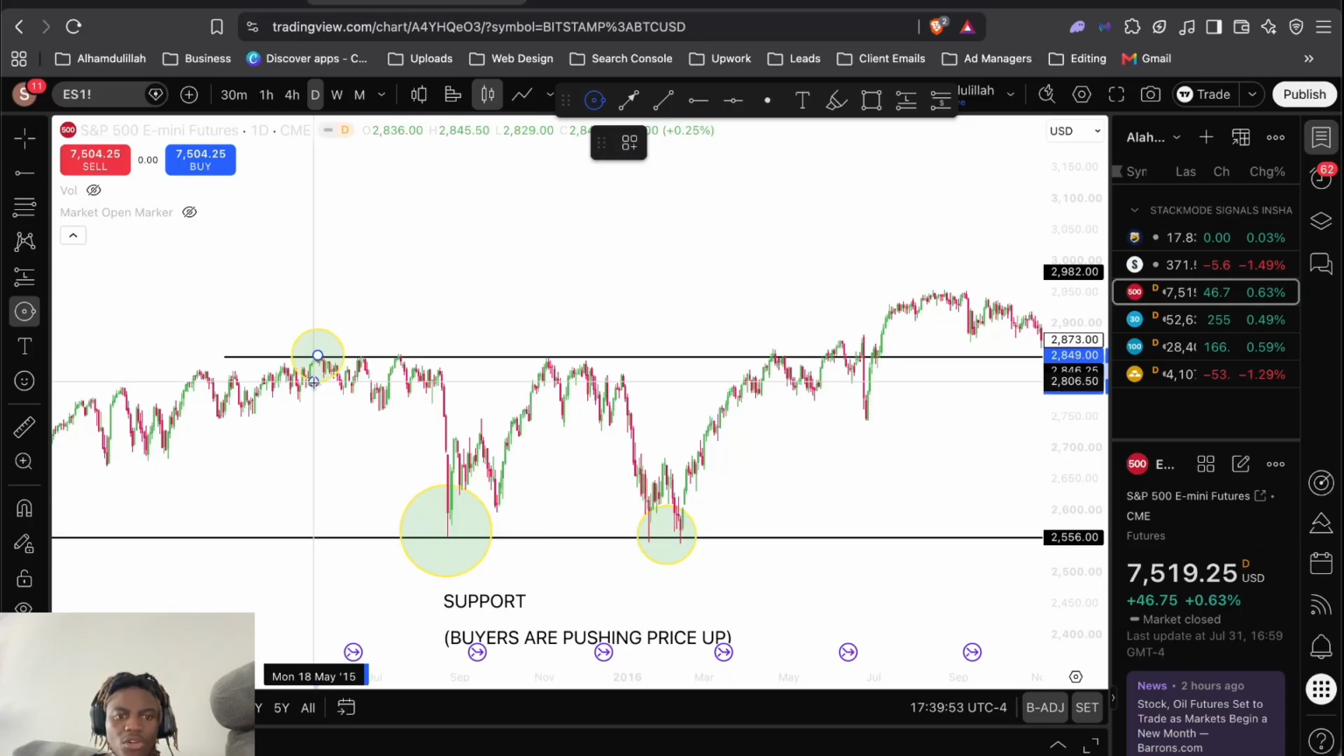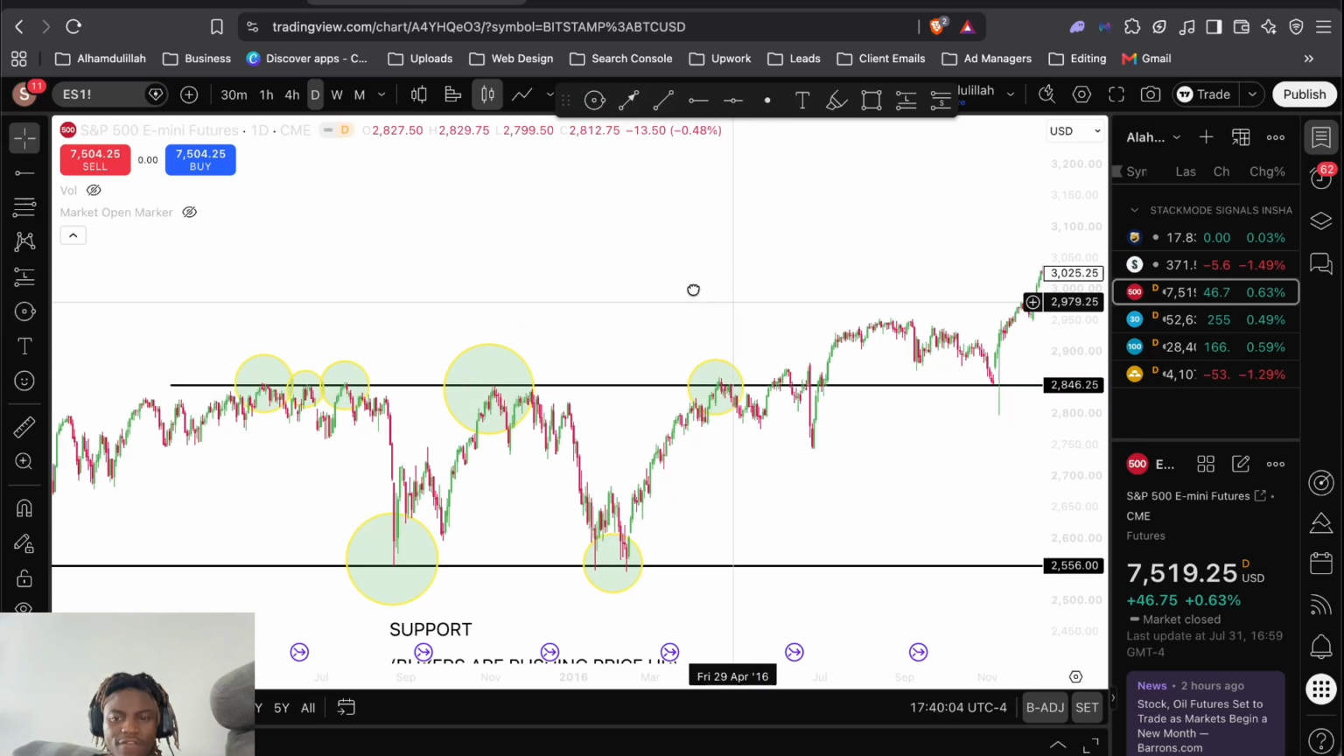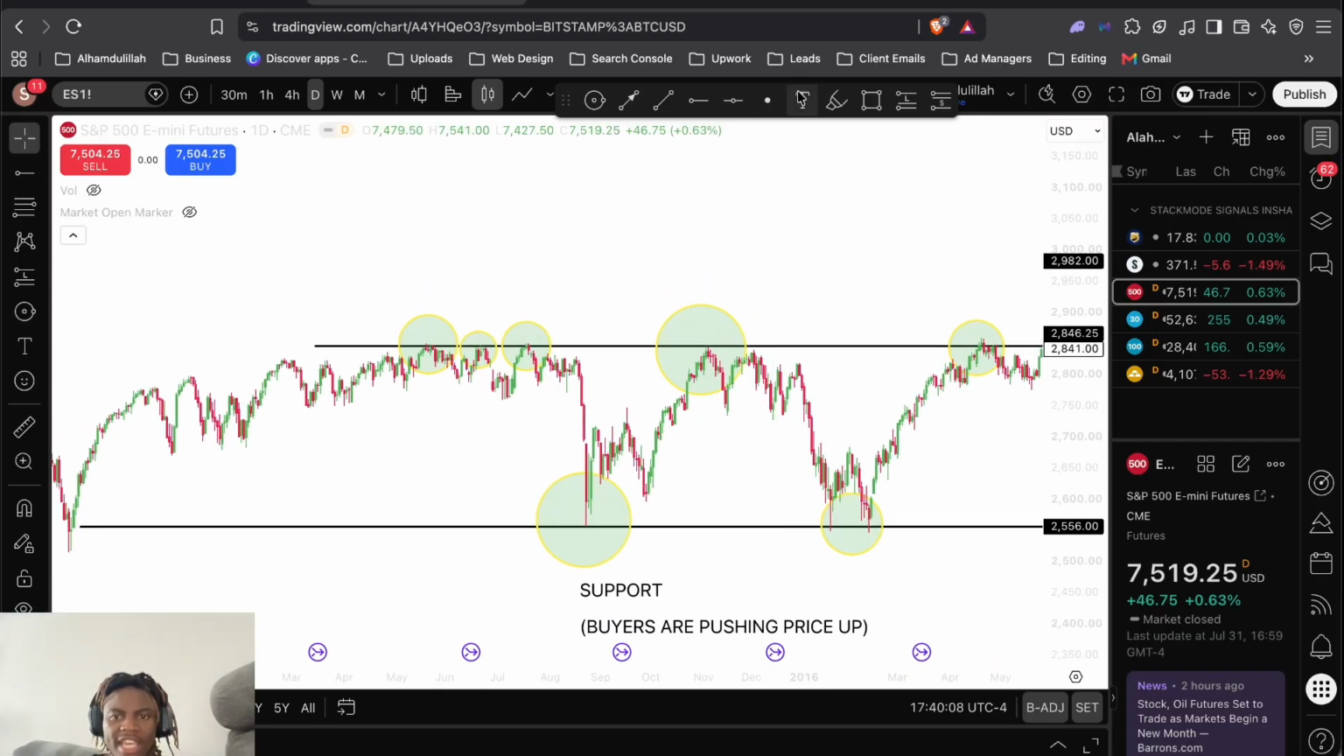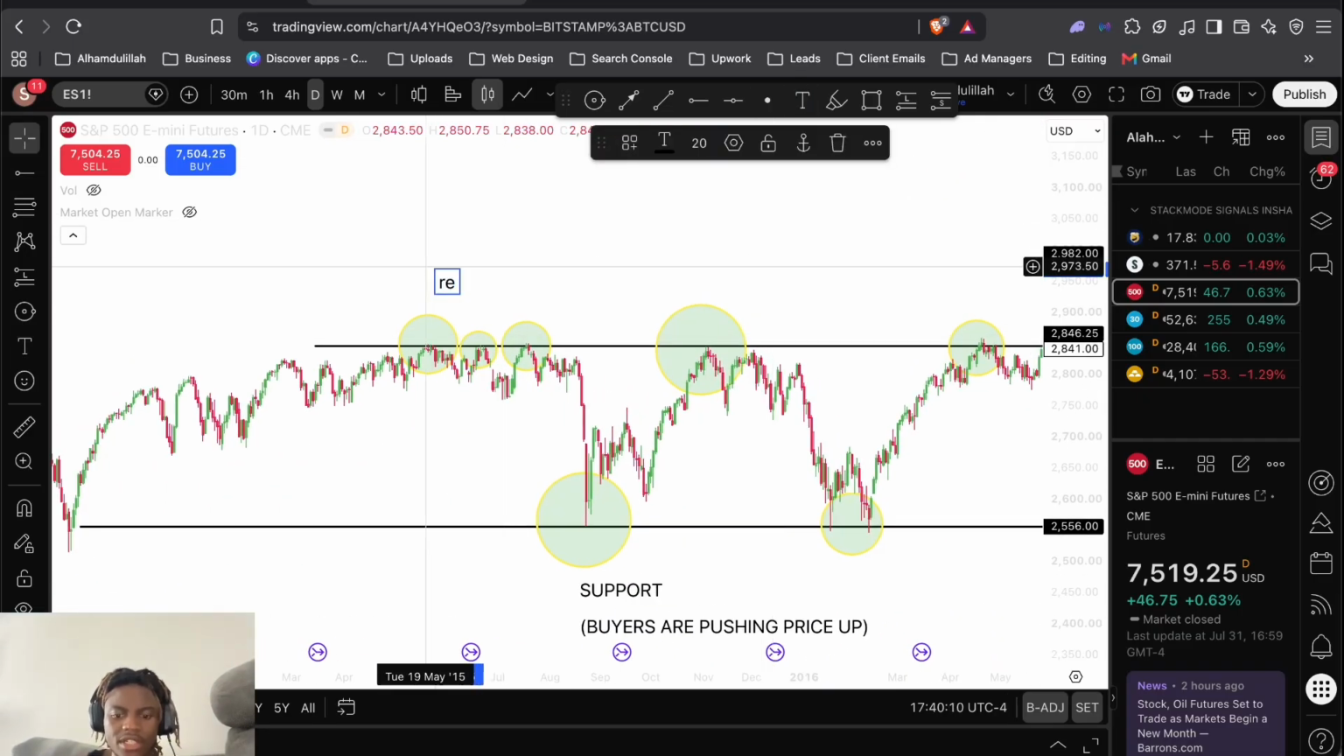Exactly. Boom. So we have 1, 2, 3, 4, really 5. So five areas where price decided to short from. And then once again, exactly like you just said, genius, this is going to be resistance because this is where sellers are pushing price down.